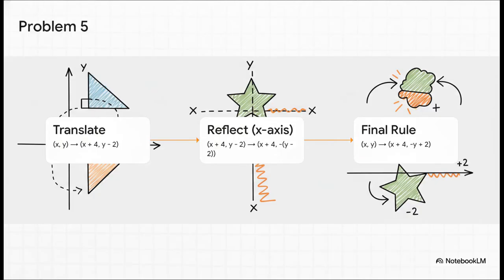Okay, back at it. We translate to get x plus 4, y minus 2. But this time, we reflect over the x-axis, which means we make the entire y-coordinate negative. So the y minus 2 part becomes negative y minus 2. And just like we saw before, you have to distribute that negative. That gets us our final simplified rule, x plus 4, negative y plus 2. It's the exact same trap as before, just on the other coordinate this time.